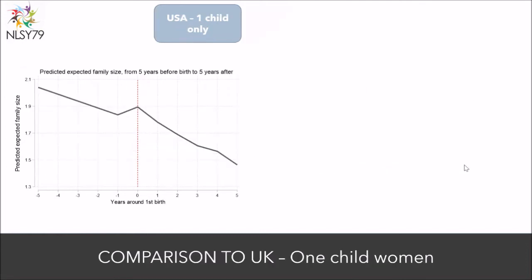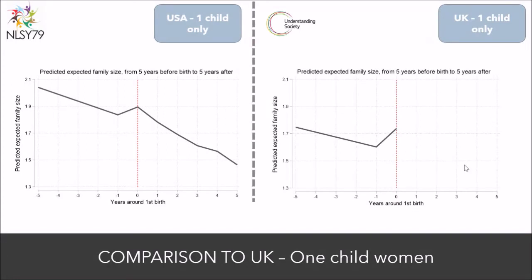So how does the US compare with the UK? USA on the left, here's the UK on the right. So we can see that compared to the US, there's lower expected fertility among one-child women even before first birth. But again, we see this downward trend, and then in the year of pregnancy, a bit of an uptick. In the year after birth, it remains stable, and then, as in the US, it plummets after that. So I would say overall a similar pattern, despite overall lower expected fertility in the UK.